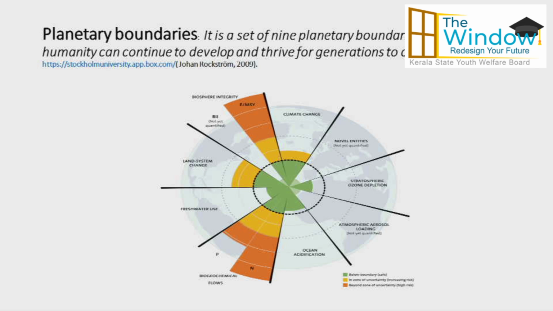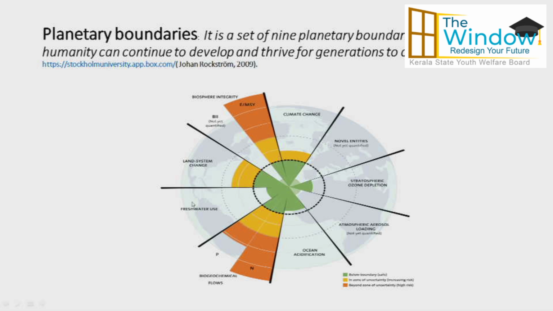The idea of this figure is that the green color shows the safe side of the 9 planetary boundaries, and the yellow color shows we are in the zone of uncertainty, but that process is increasing. The orange color shows we are beyond the safe zone, beyond the zone of uncertainty. So let's go through the different variables.